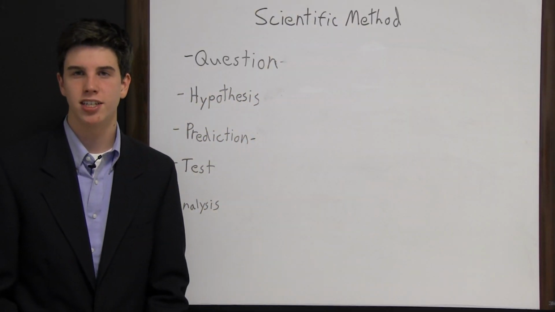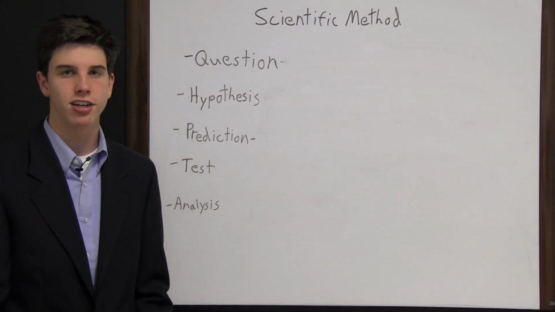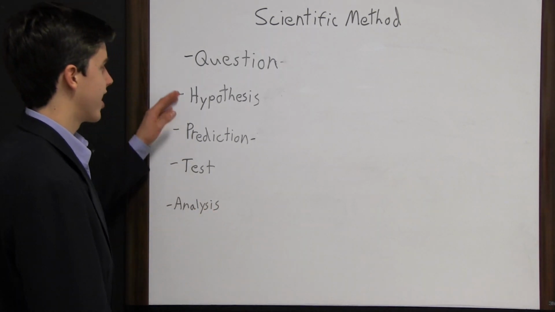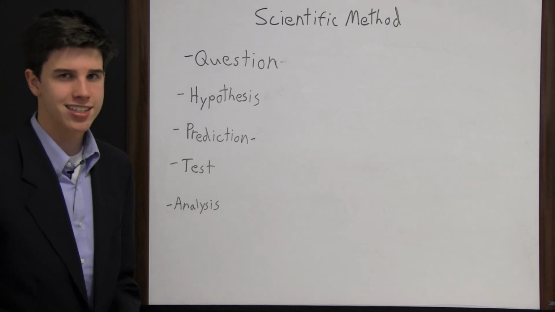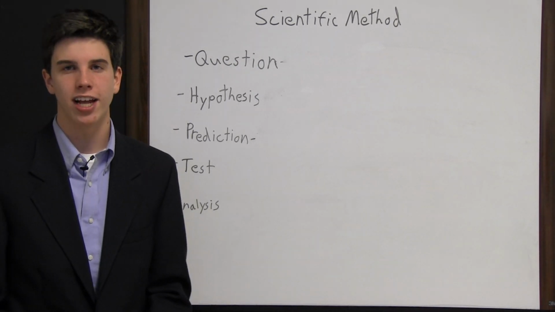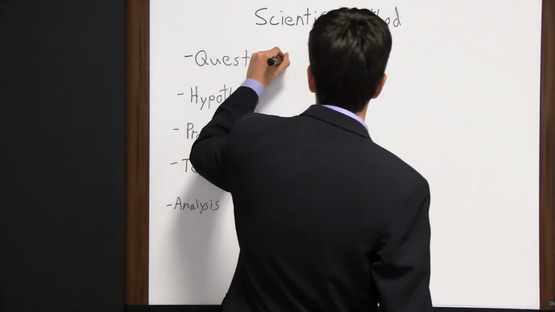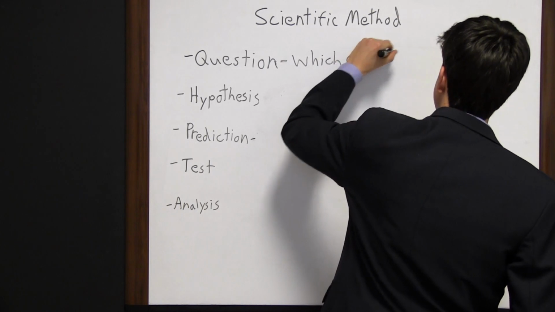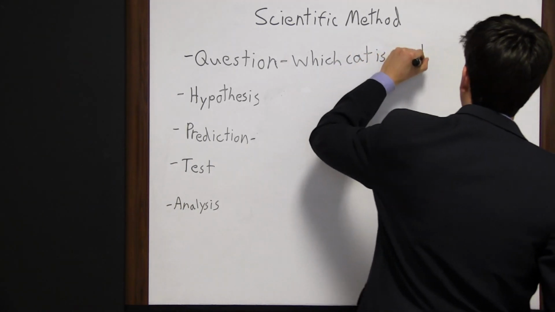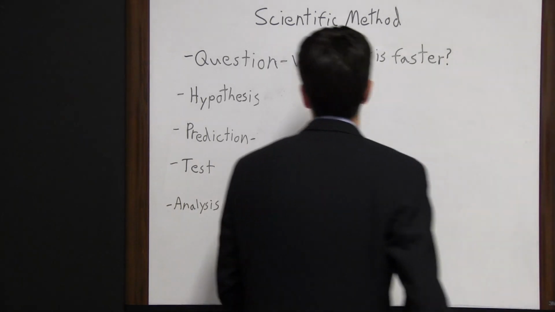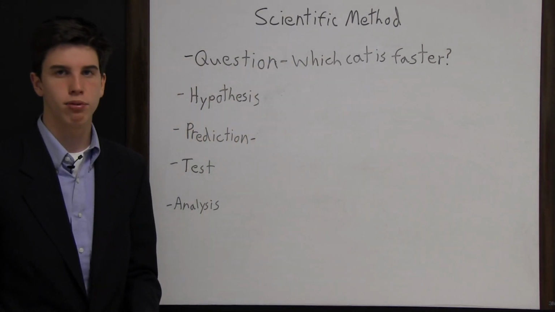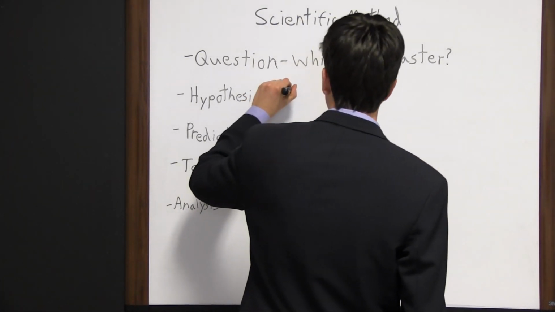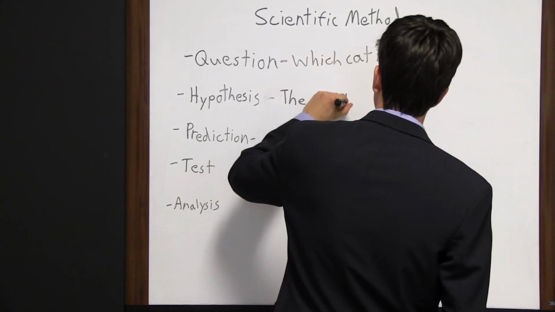The scientific method is a process that has been around for over 1,000 years that is used by scientists to make scientific discoveries. There's a progression in the scientific method. The scientist starts by asking a question that the scientist wants to have answered. In this case, the question is going to be, which cat is faster? The scientist is interested in knowing if the lion or the cheetah is faster. Then the scientist, based off of prior knowledge, is going to formulate a hypothesis. In this case, the hypothesis is going to be the cheetah is faster.